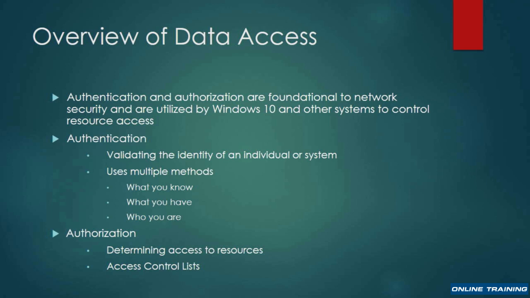So authentication is first. It has to be first because authentication is validating the identity of an individual or system. Authentication can use multiple methods. It could be a username and a password. It could be biometrics. It could be a PIN number. We call these the authentication factors, and technically there are three of them. Single factor authentication just uses one of them, hence the name. So the most common type of authentication is what you know.